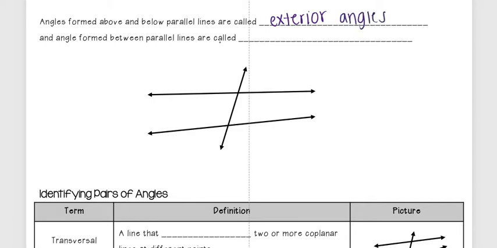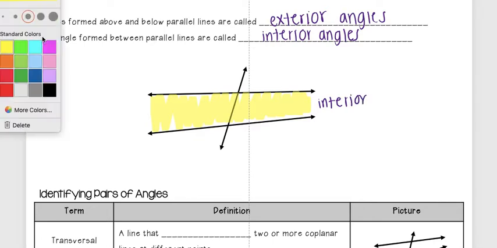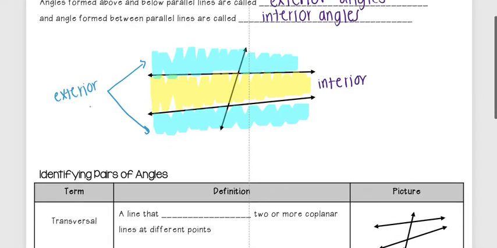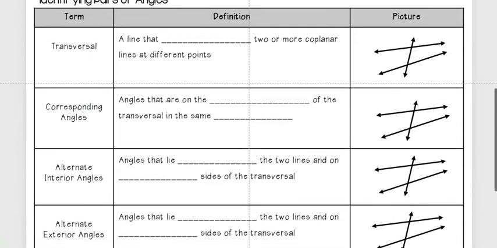And angles formed between parallel lines are called interior angles. And so looking at this picture here, everything in here is going to be the interior, and everything above and below it's going to be the exterior. And so that will come into play in these definitions below.